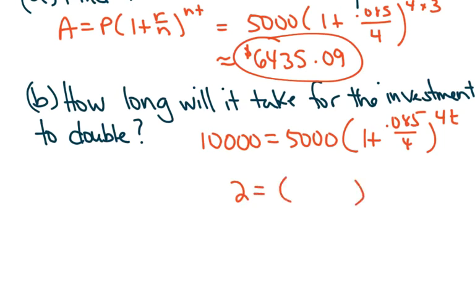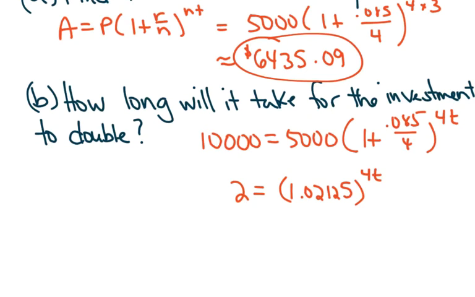The other thing that I'm going to do is simplify what's inside the parentheses. 1 plus 0.085 divided by 4 is 1.02125 raised to the 4t. You can graph this by setting y1 equal to 2 and y2 equal to 1.02125 raised to the 4t, although this problem is pretty easily done by converting this equation into log form.